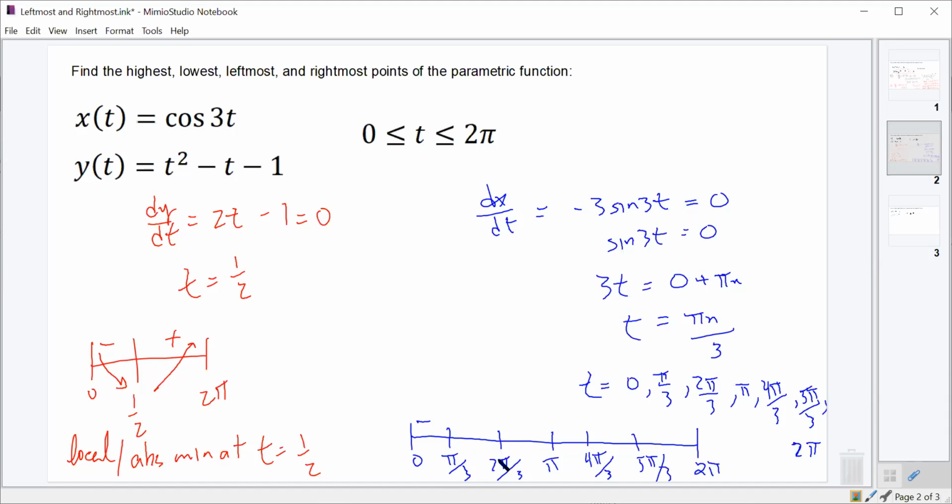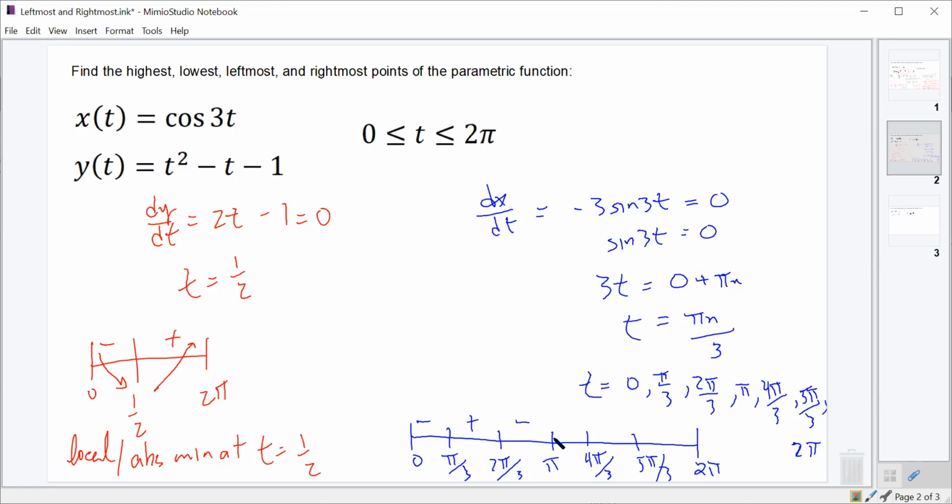What about something between pi over 3 and 2 pi over 3? That'd be like pi over 2. If I plug in pi over 2, this becomes 3 pi over 2. The sine of 3 pi over 2 is negative, times a negative is a positive. Something between 2 pi over 3 and pi, like 5 pi over 6. That's going to become 5 pi over 2. That's just going to become another pi over 2, which is going to make this negative.